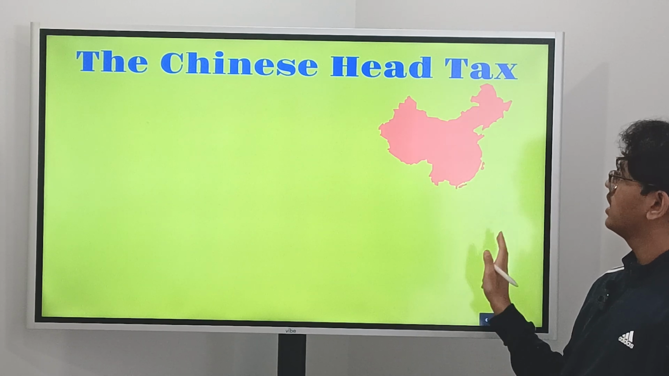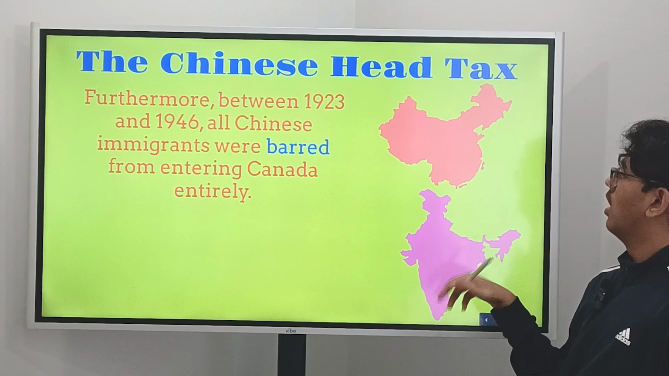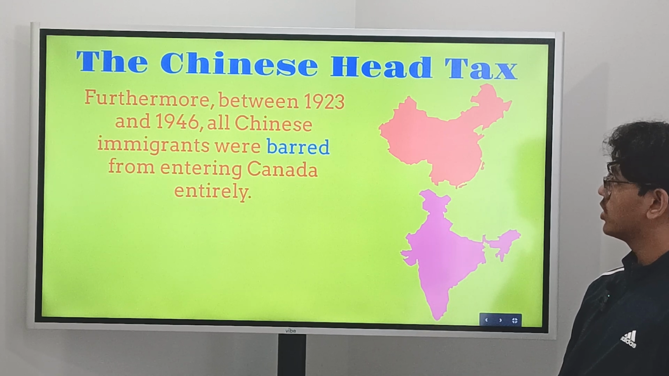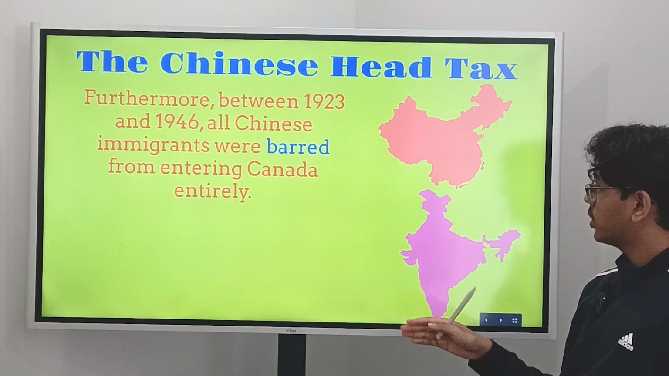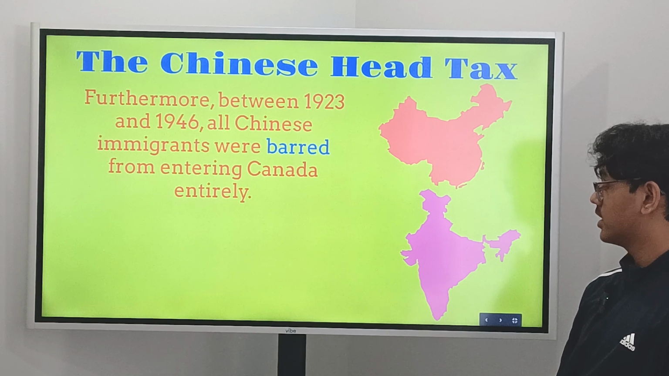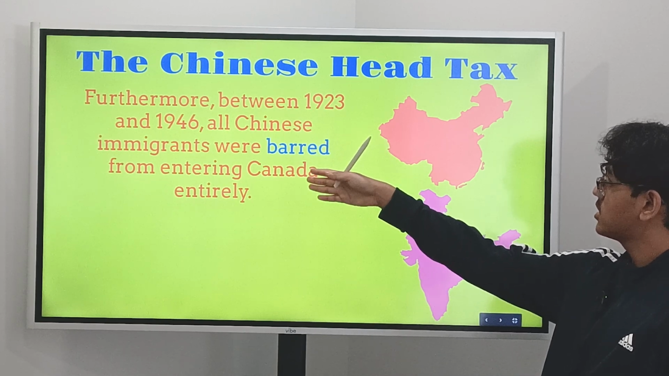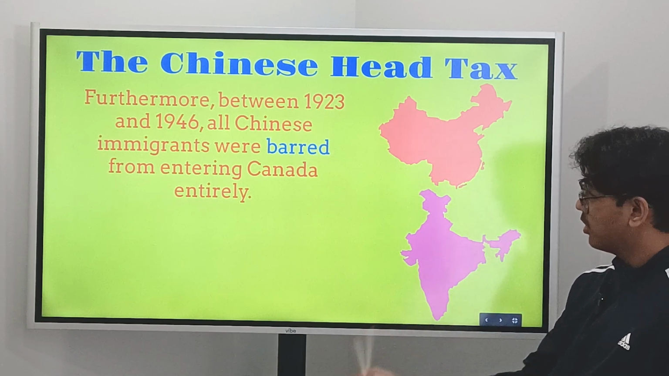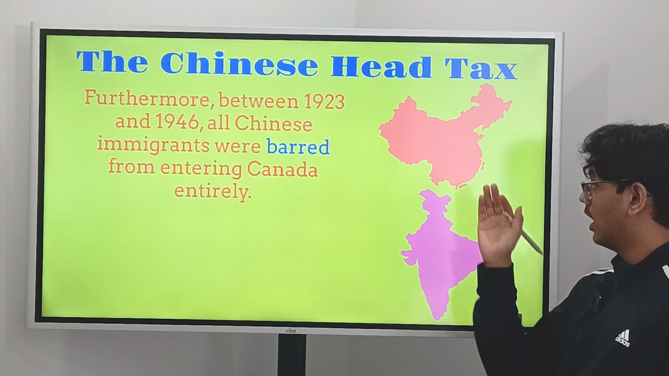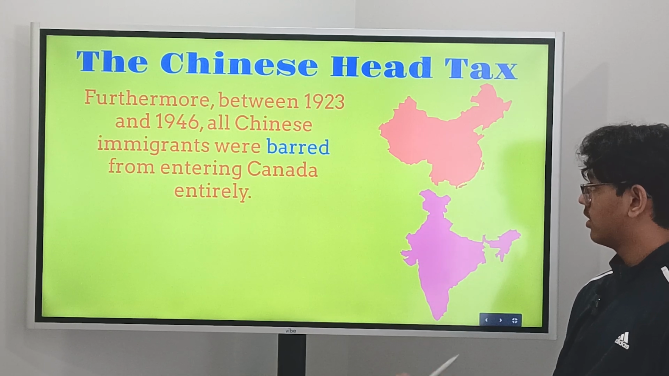And furthermore, between 1923 and 1946, all Chinese immigrants were even banned from entering Canada entirely. So between these dates, Canada fully banned immigrants from China from entering Canada.